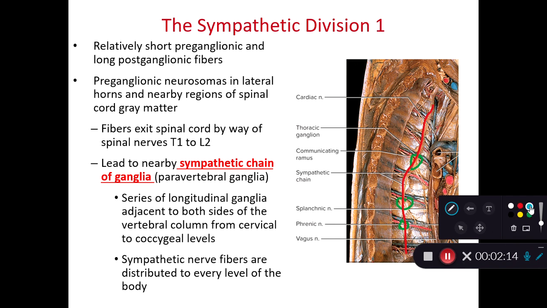Now, as we're looking at these ganglia, they're longitudinal, which means they go superior, inferior. They go the length of the vertebral column, and they're adjacent to the vertebral column on the left, right, or both sides. And they typically are going to start at the cervical level and go all the way down to the coccygeal level. And as we're looking at the sympathetic nerve fibers, or the axons of these neurons, they're then going to be distributed to every level of the body. So from the sympathetic chain ganglia that I had outlined in green and red, we're going to have nerve fibers traveling to every other major part of the body.